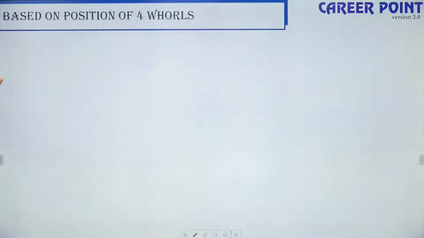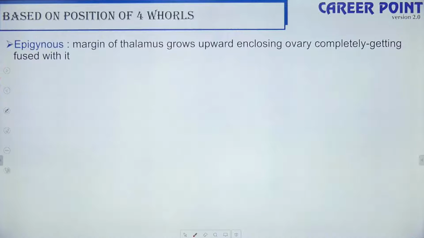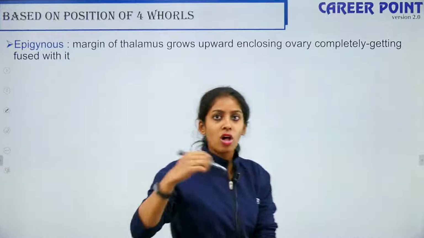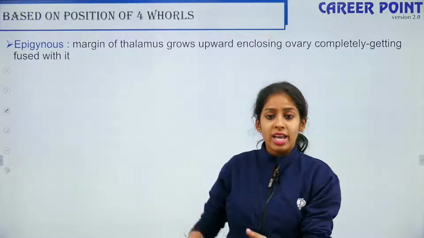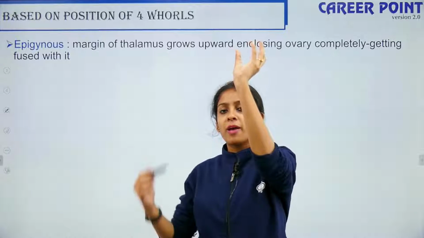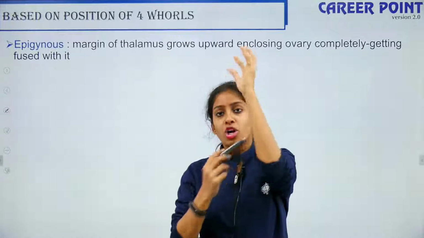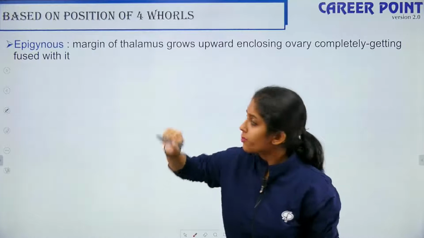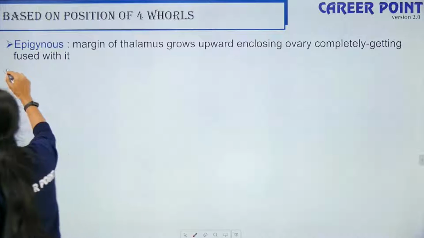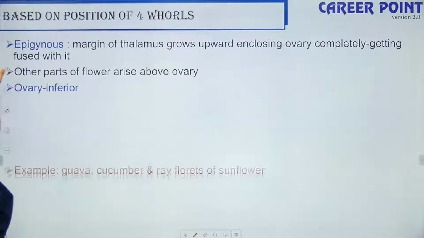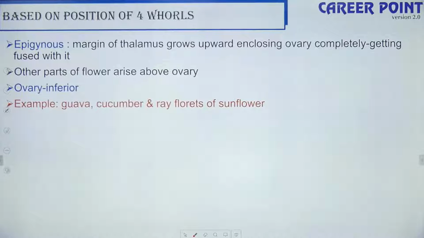Moving on to the last type, this is your epigynous. Your gynoecium is down and all the other floral whorls are above. In hypogynous, it was just the opposite, right? The gynoecium was on top and all the other floral whorls were below. Here the gynoecium is at the bottom and all the other floral whorls are on top. So here the ovary is inferior because the ovary is below. Examples are guava, cucumber and ray florets of sunflower.